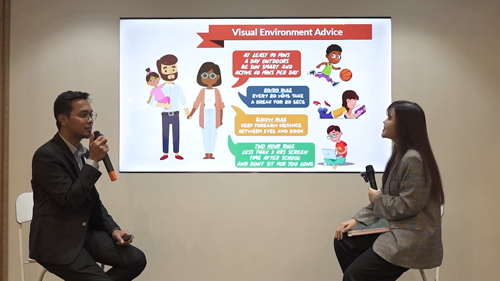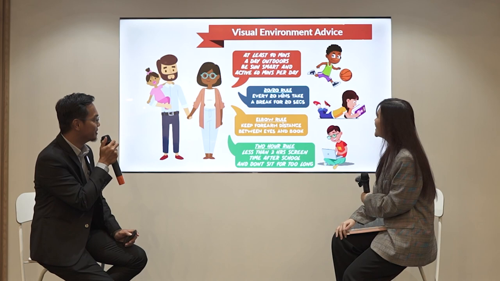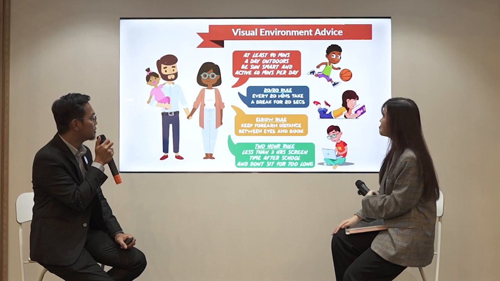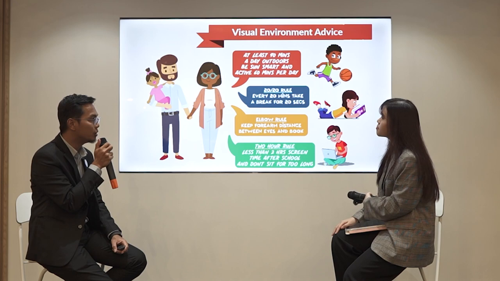Okay. So next is the 20-20 rule. Every 20 minutes, take a break for 20 seconds. You look far away, about 20 feet away. This is how you relax your eye. This is also applicable for adults. If you do a lot of computer work or digital device usage, you can follow this 20-20 rule.